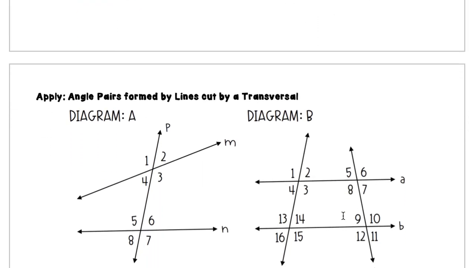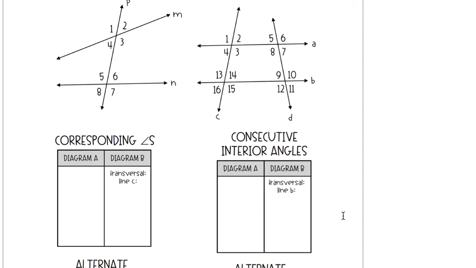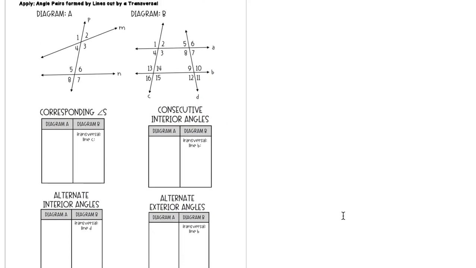Now that we've looked at these, we're going to try to fill in some of these diagrams here. We are given two diagrams, and we are looking for what pairs we can find. On my first diagram, diagram A, I'm looking for corresponding angles. So this first box, corresponding angles in diagram A. I could say angle 1 corresponds with angle 5. Angle 2 corresponds with angle 6. 3 corresponds with 7. And 4 corresponds with 8.